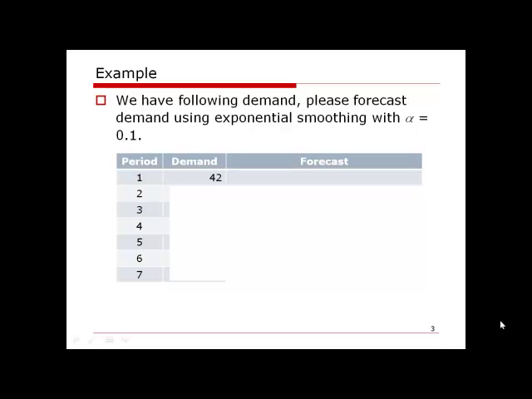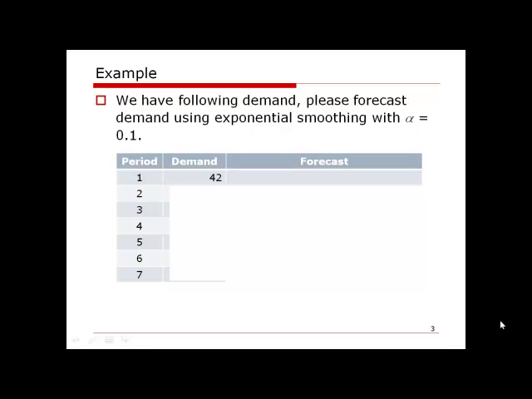Now let's take a look at how we conduct the exponential smoothing process. Now we have the following demand from period 1 to 7, and I will show them one by one to demonstrate how the exponential smoothing is calculated. Here we are required to use exponential smoothing with alpha equals 0.1.